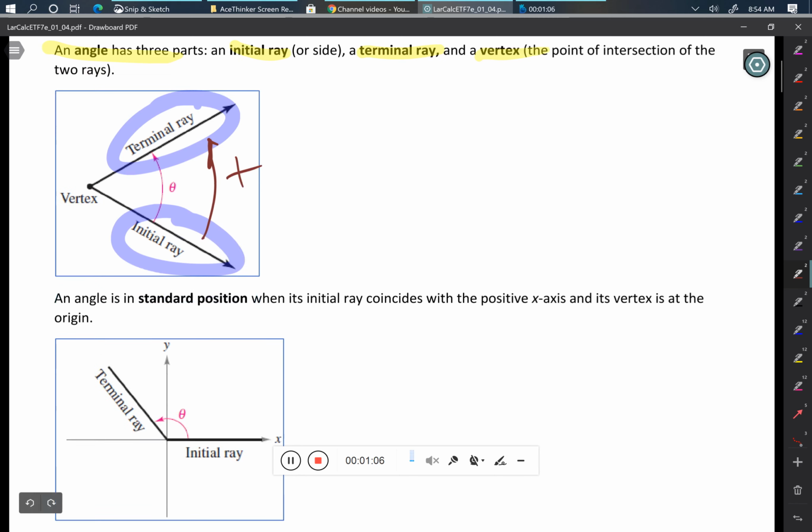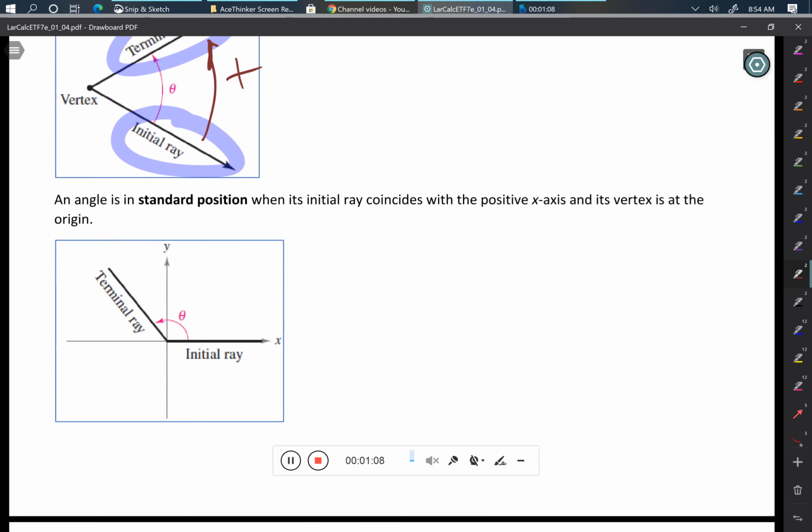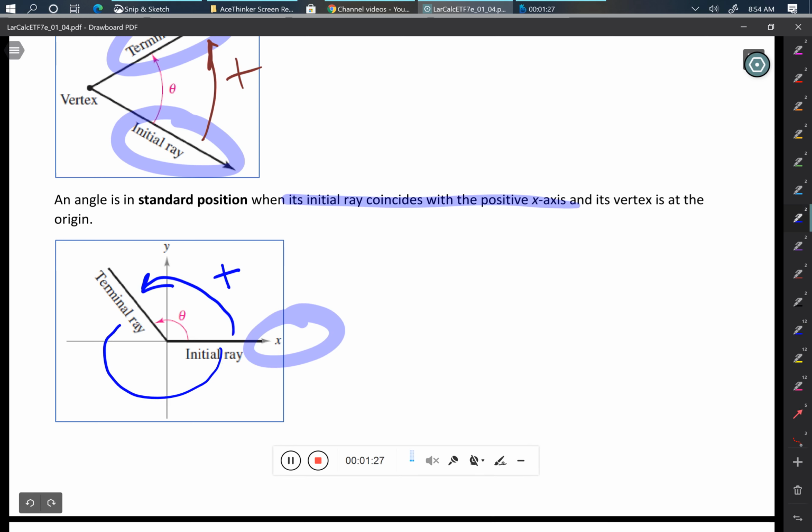All right, an angle is said to be in standard position when its initial ray, that is the initial side, coincides with the positive x-axis. So over here is our positive x-axis, and so what we're looking at there is a standard position angle. Now, in a standard position angle, counterclockwise represents a positive angle measure, and if you had gone the other direction, that is clockwise, that would represent a negative angle measure.